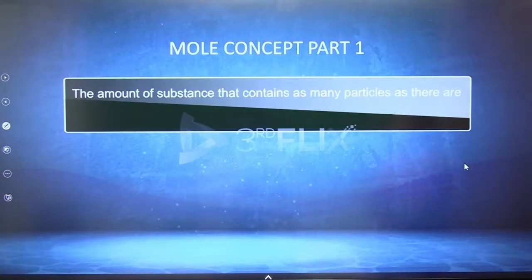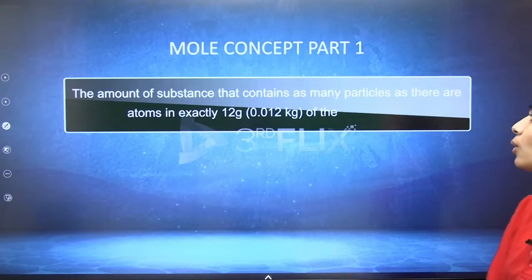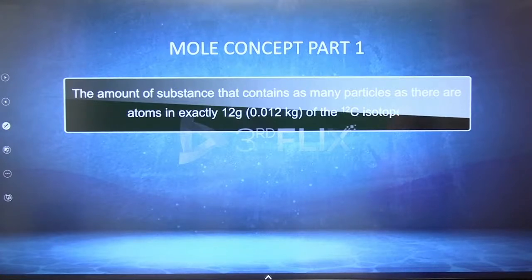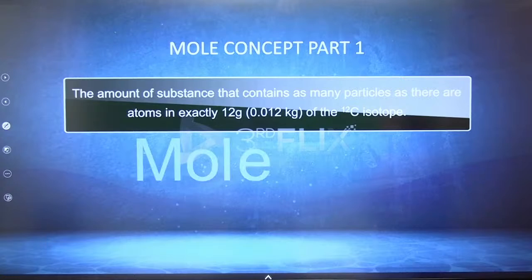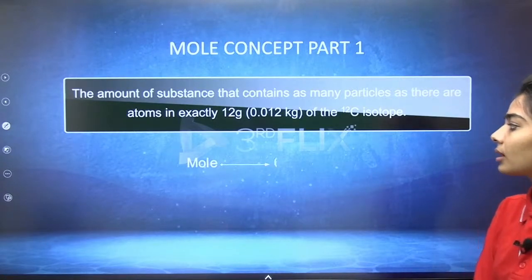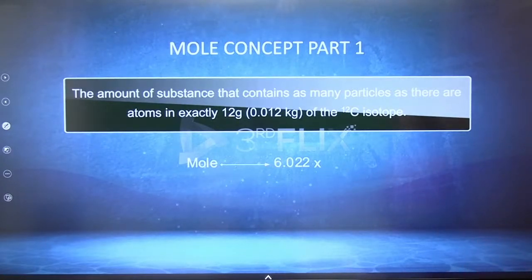So mole is the amount of substance that contains as many particles as there are atoms in exactly 12 gram of carbon-12 isotope. So this is the older definition for mole. Okay. So mole is what? Having 6.022 into 10 to the power 23 particles.